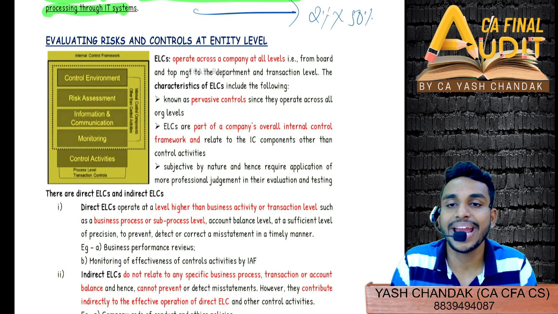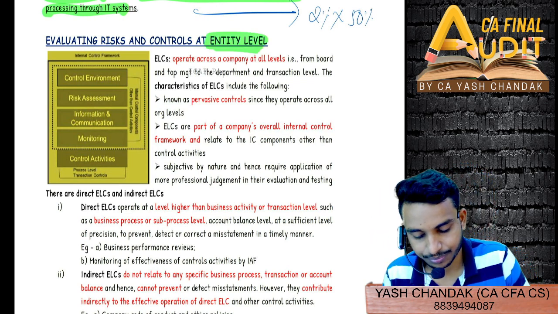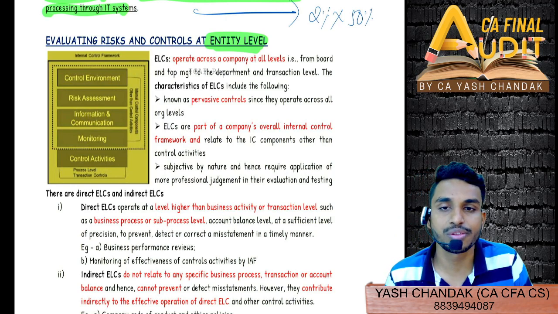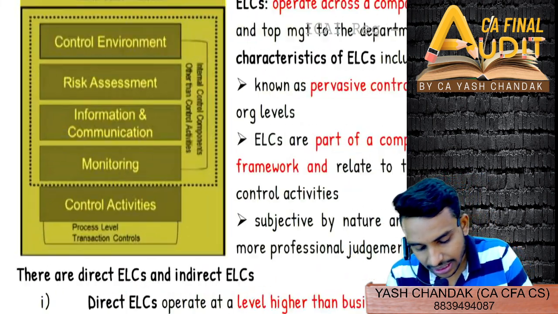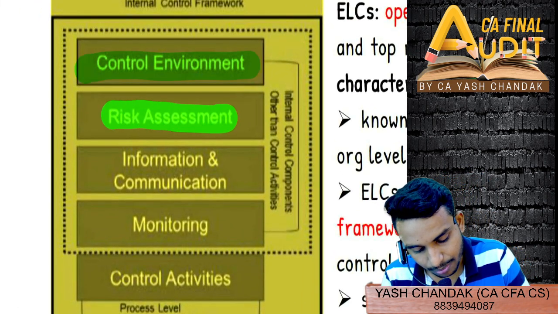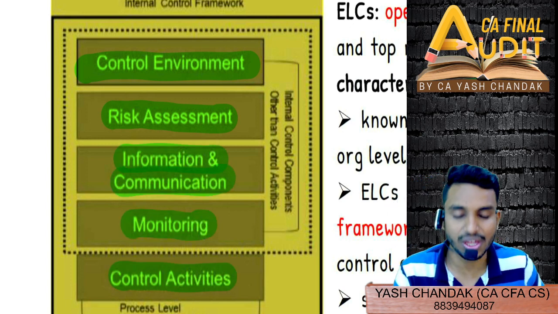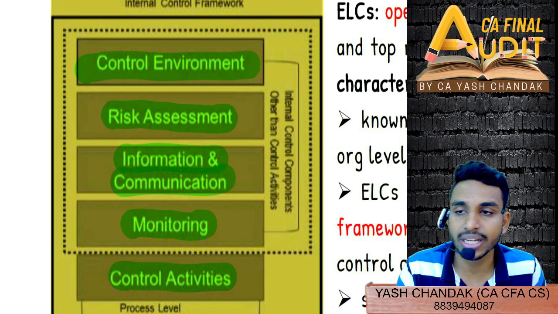Let's come to now entity level controls. Evaluating risk and controls at entity level. Quickly tell me, do you remember these 5 components? Control environment, risk assessment, information and communication, monitoring of controls, and control activities. These are the components of internal control.